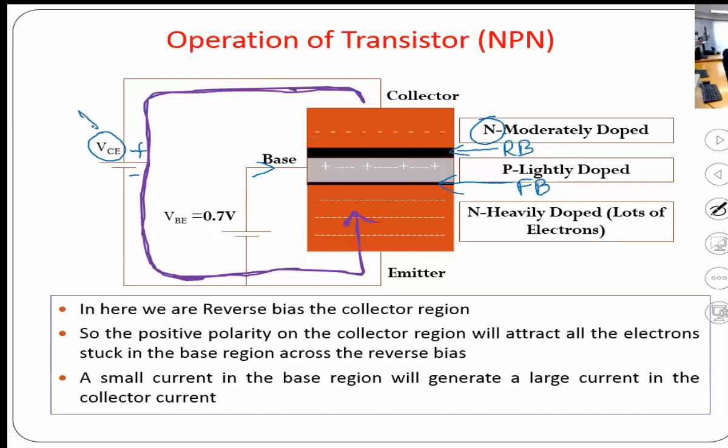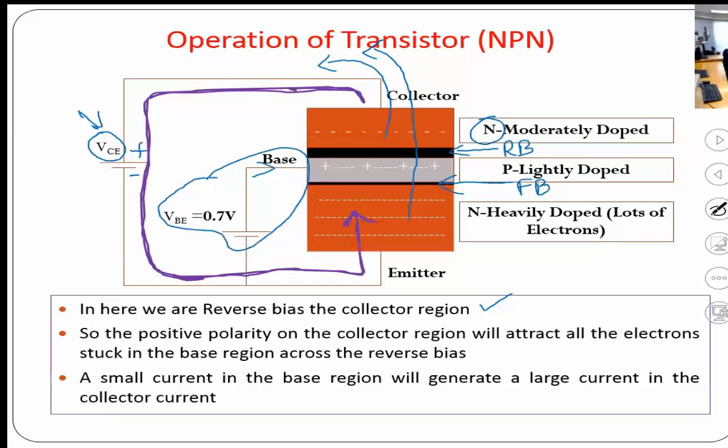So if you have high voltage here, where we are reverse biasing the collector junction, the positive polarity on the collector will attract the electrons that are already in the collector, but also all these electrons that got stuck in the base will be carried all the way through the collector. So this is the advantage of a transistor: all you need is a very small voltage on the base, which has the capability to control a large current going from emitter to the collector.